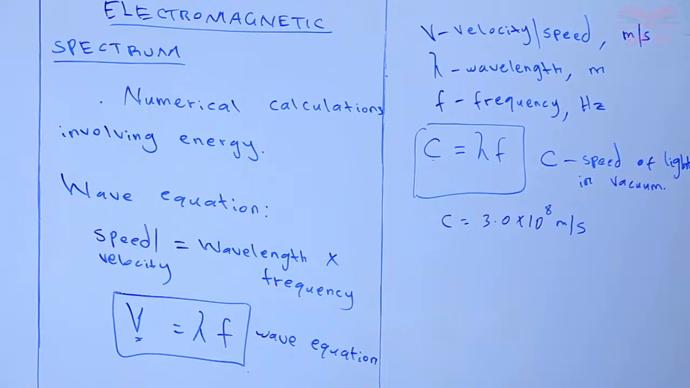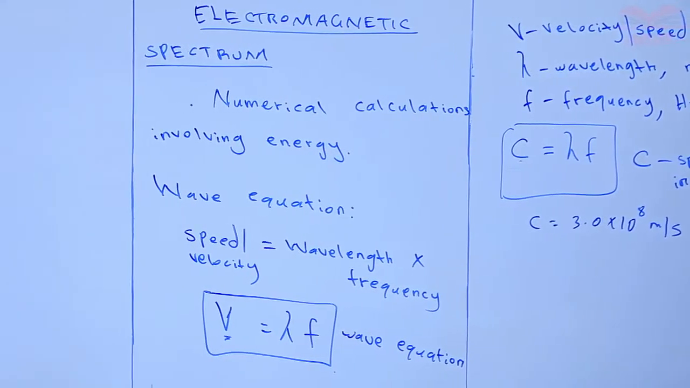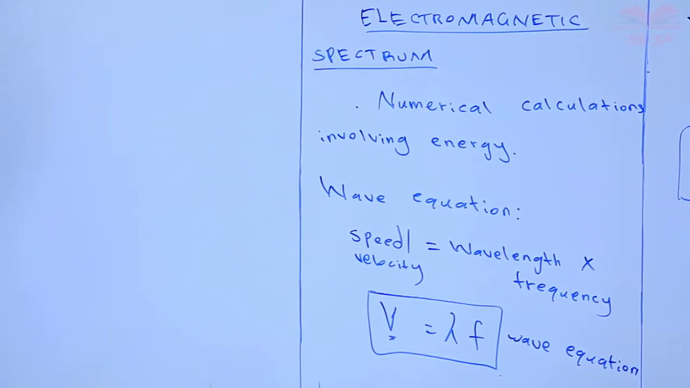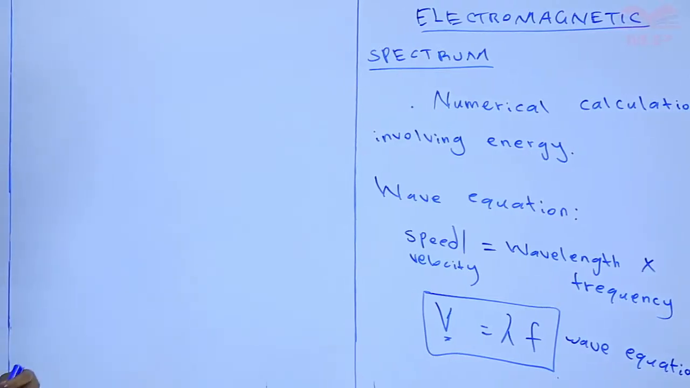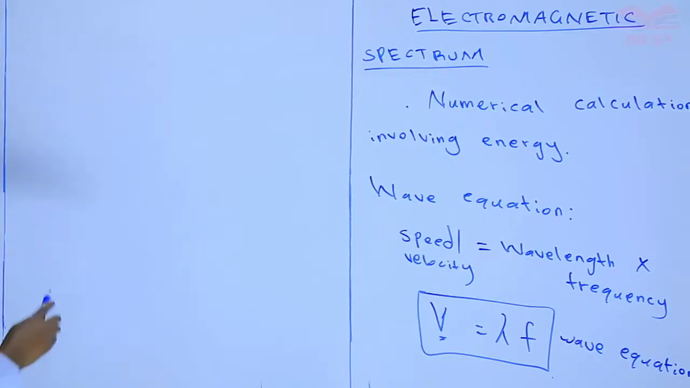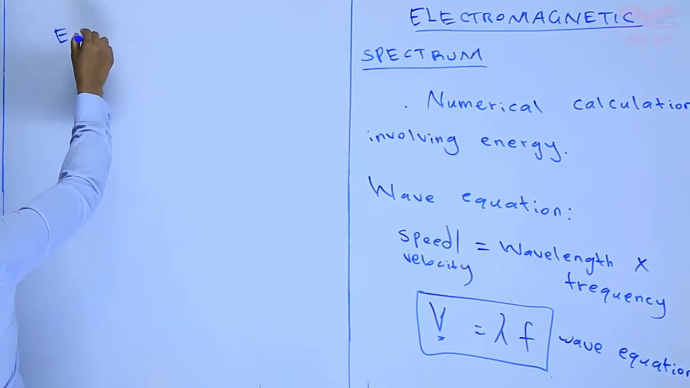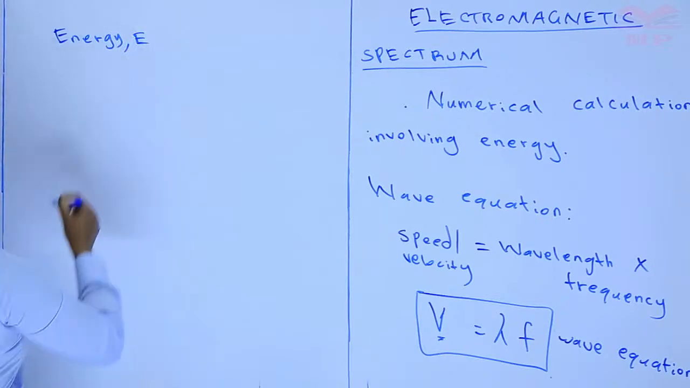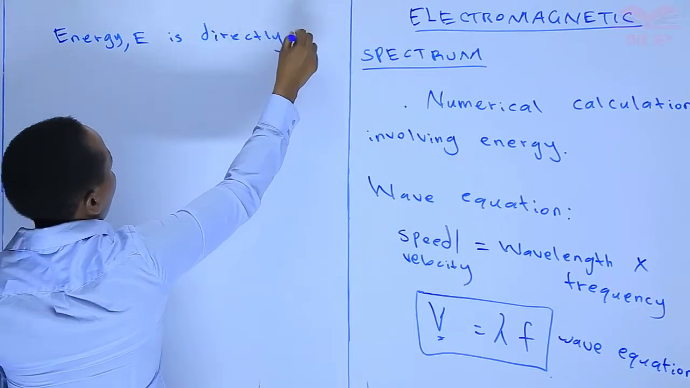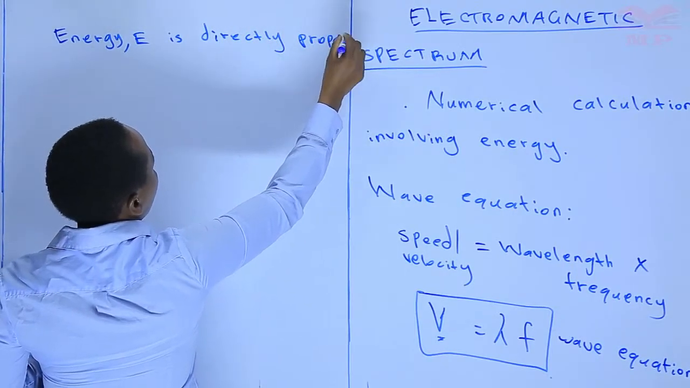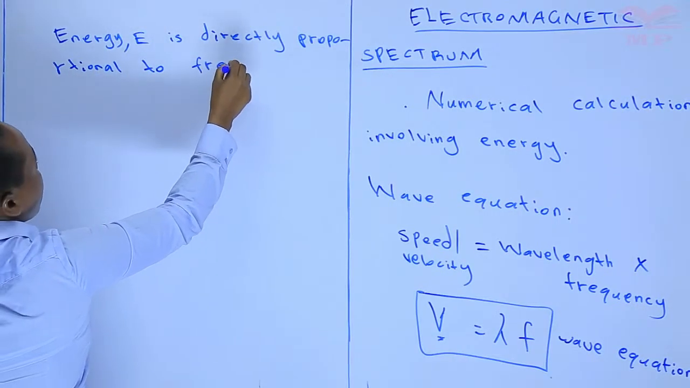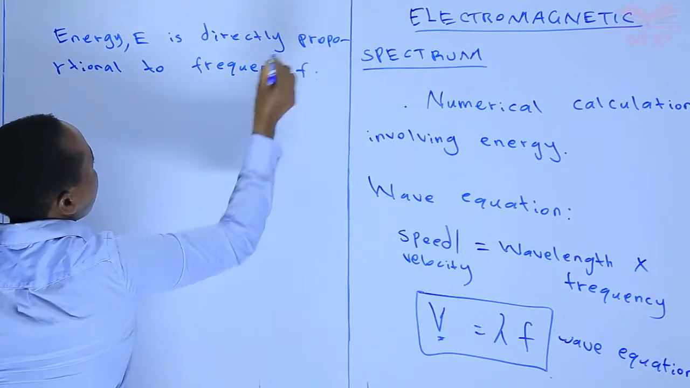electromagnetic waves possess energy in different amounts. And one thing I would like you to note is that energy is directly proportional to frequency. The more the frequency, or the higher the frequency, the more the energy. So we can say that energy, represented by a capital letter E, is directly proportional to frequency, represented using a small letter f.